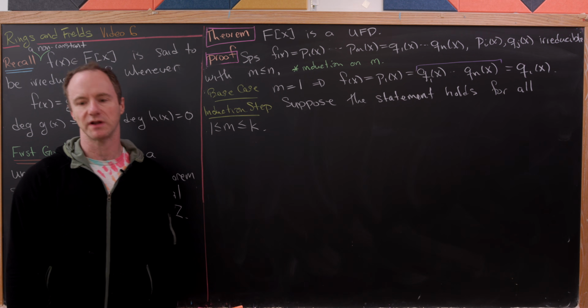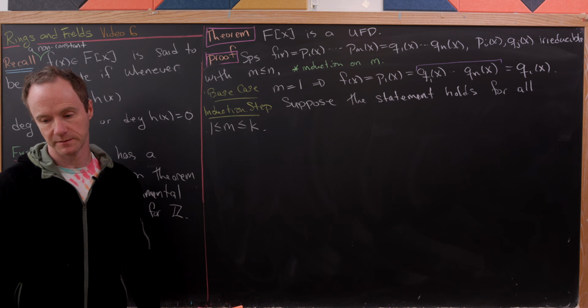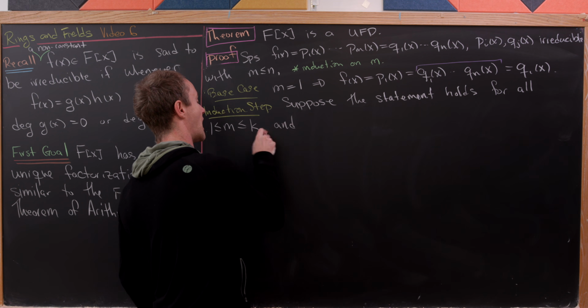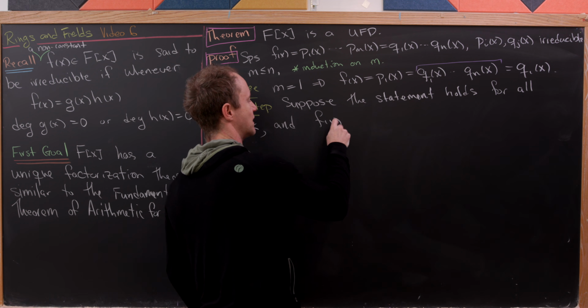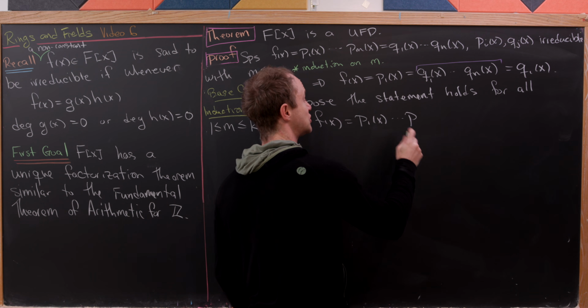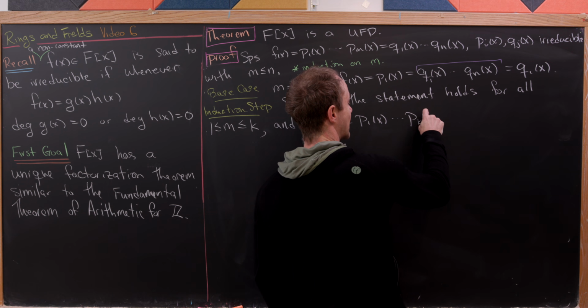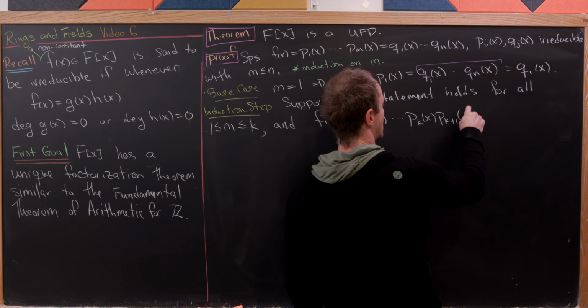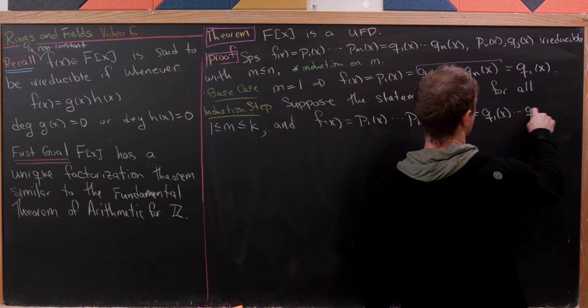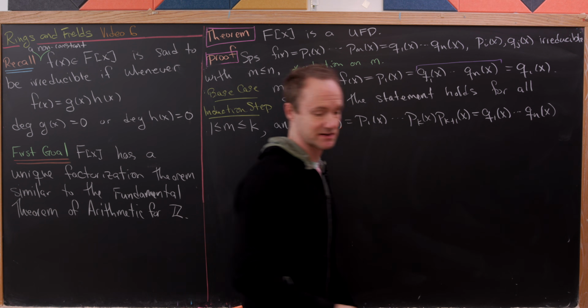We need just a normal induction hypothesis, but this won't hurt. Okay, so, to build off of this induction hypothesis, let's suppose we've got f of x is equal to p1 of x multiplied up to pk of x times pk plus 1 of x. And then that's equal to q1 of x multiplied up to qn of x.